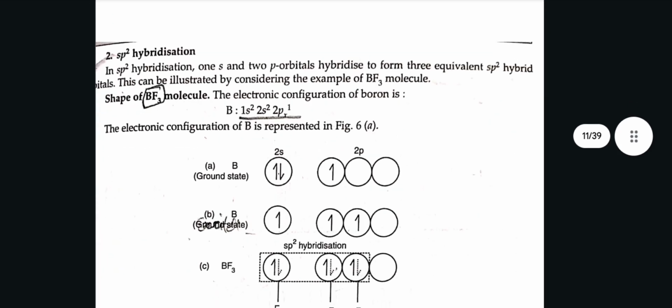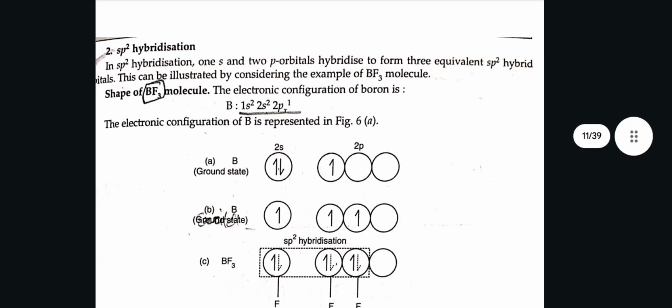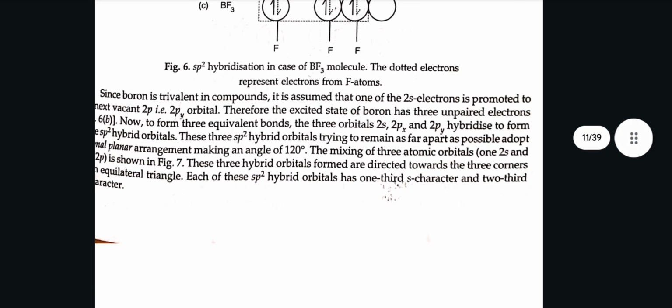sp2 hybridization: in sp2 hybridization, one s and two p orbitals hybridize to form three equivalent sp2 hybrid orbitals. This can be illustrated by considering the example of the BF3 molecule. Shape of the BF3 molecule: the electronic configuration of boron is 1s2 2s2 2px1. The electronic configuration of boron is represented in figure 6. Since boron is trivalent in its compounds, it is assumed that one of the two 2s electrons is promoted to the next vacant 2p orbital, that is the 2py orbital. Therefore, the excited state of boron has three unpaired electrons.